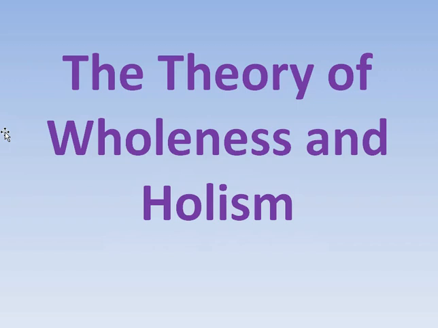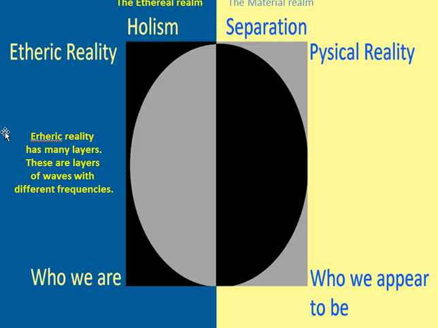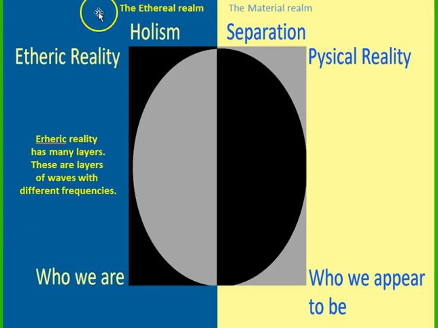Now I'd like to explain the theory of wholeness in holism so you get a better understanding of what we're talking about. In order to understand it, we should understand that there is something called the ethereal realm and the material realm. And I'll explain this more as we go along. In the ethereal realm, you have holism. In the material realm, you have separation. The ethereal realm creates etheric reality. The material realm creates physical reality.